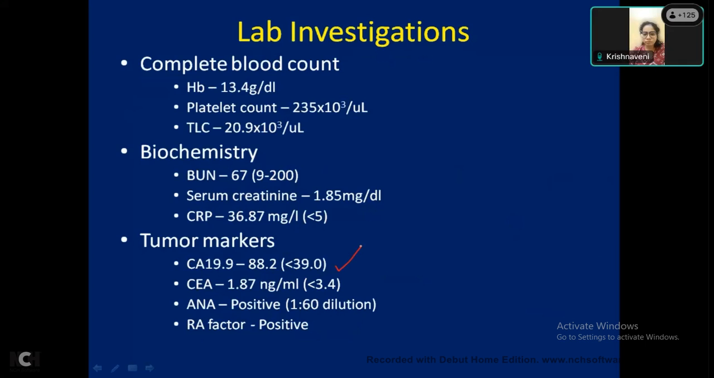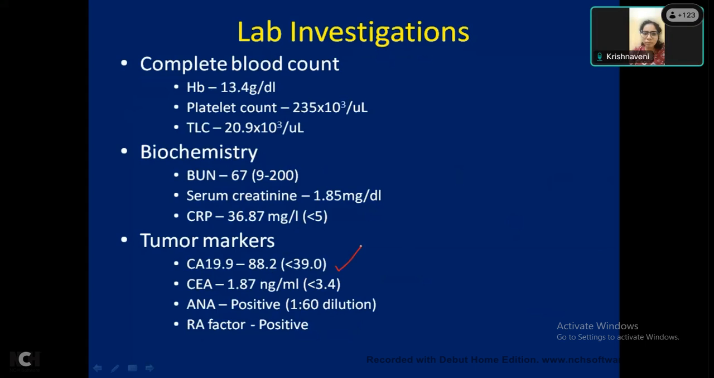I expect that for an adenocarcinoma pancreas to produce significant lymphadenopathy or metastatic deposits in the lymph nodes, CA 19.9 would be in the thousands. So it is not that high. It is increased, but not significantly high. Is there anything other than this that you find abnormal in the lab parameters?